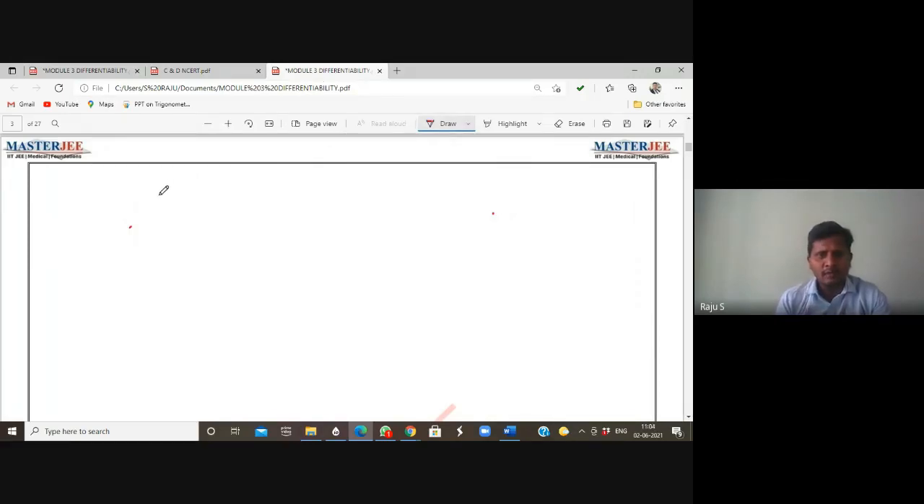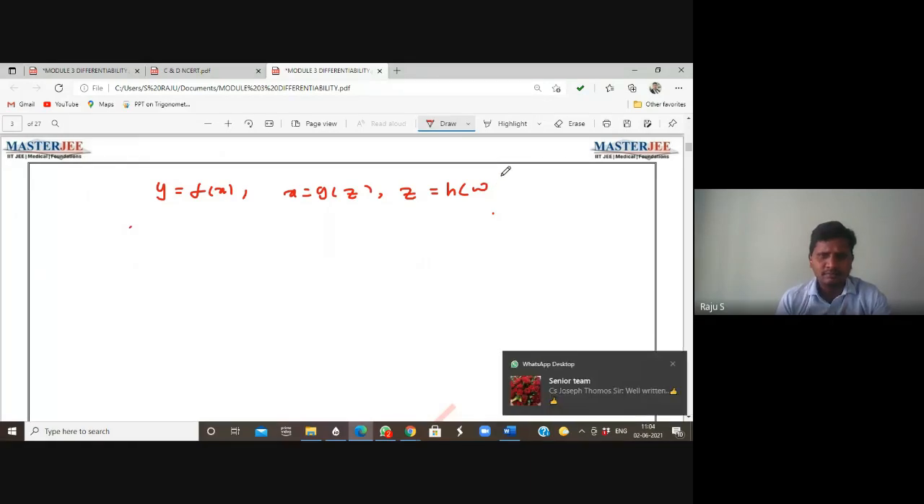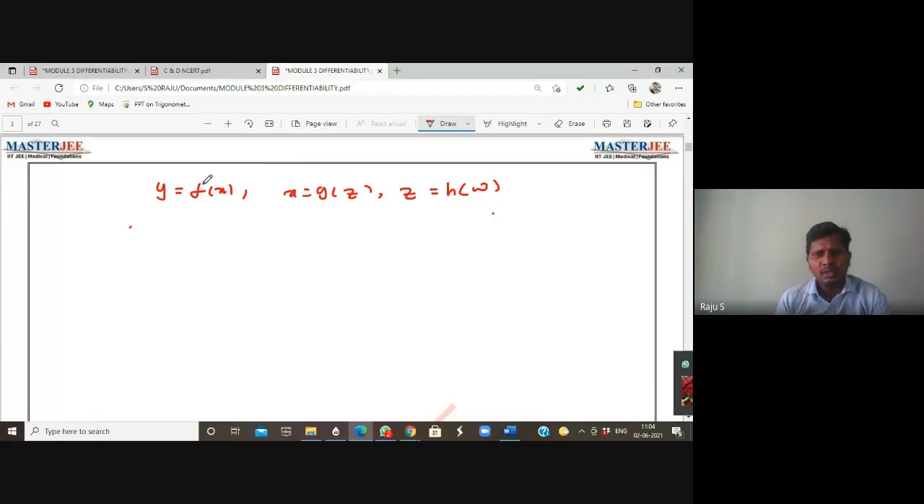Chain rule means, for example, y is a function in terms of x, or y is equal to f of x, and x is equal to some g of z, z is equal to some h of w. Otherwise, do one thing. Instead of this x, you can take v. Here v is equal to g of z. So finally x you can take.